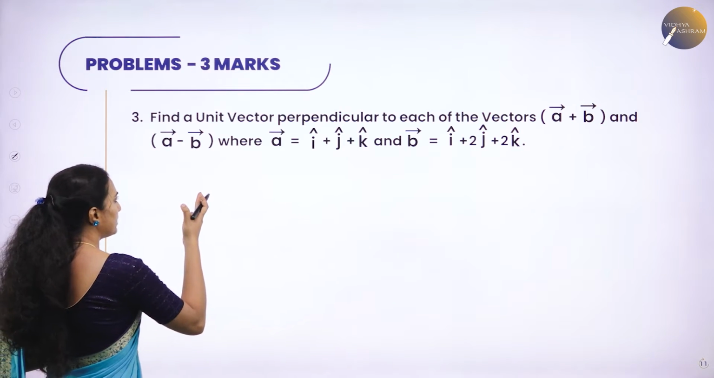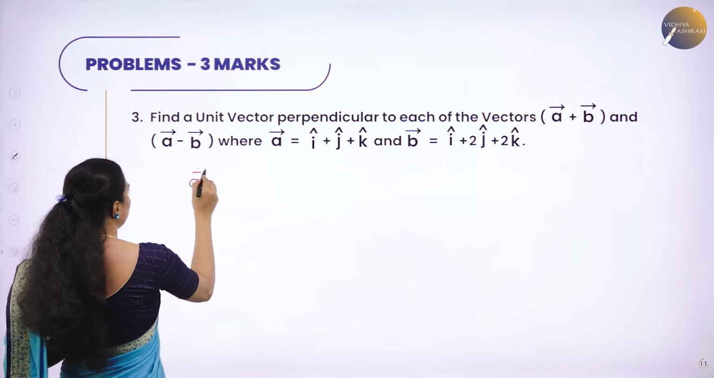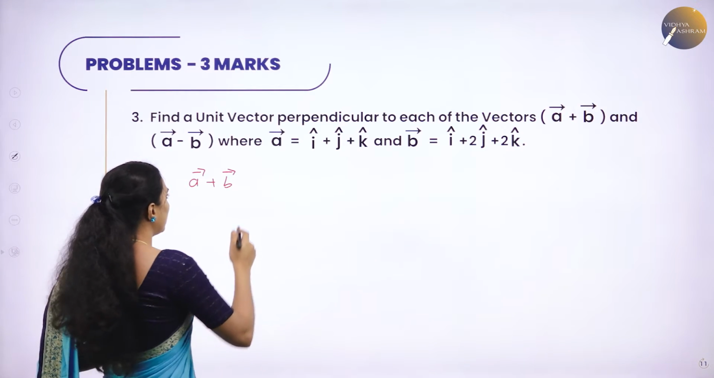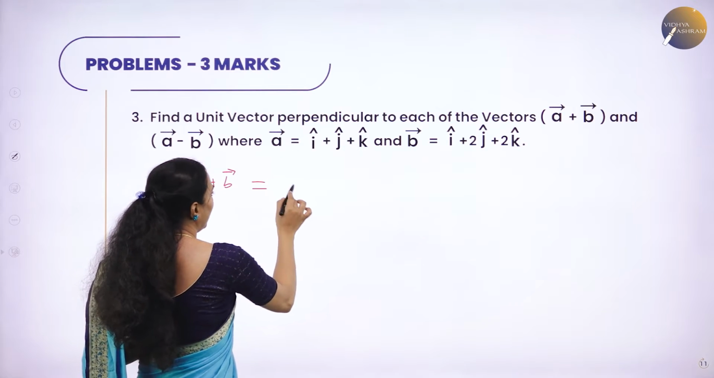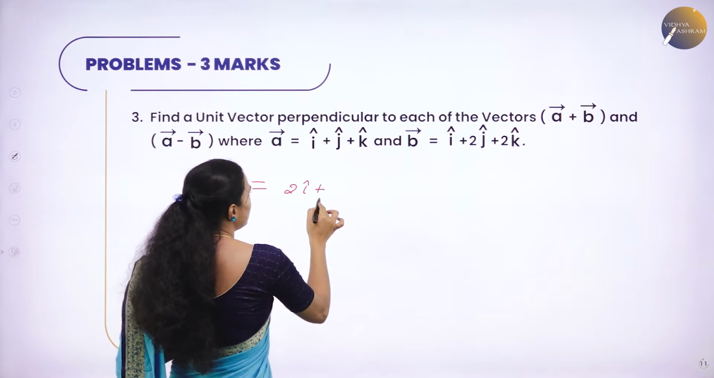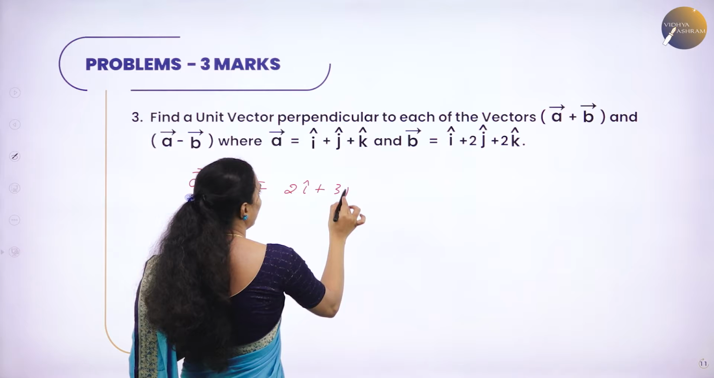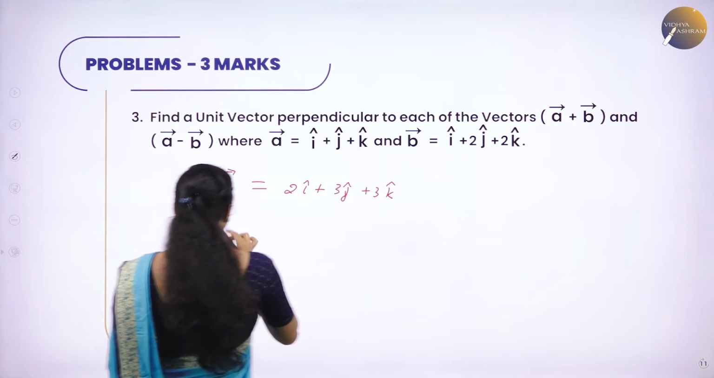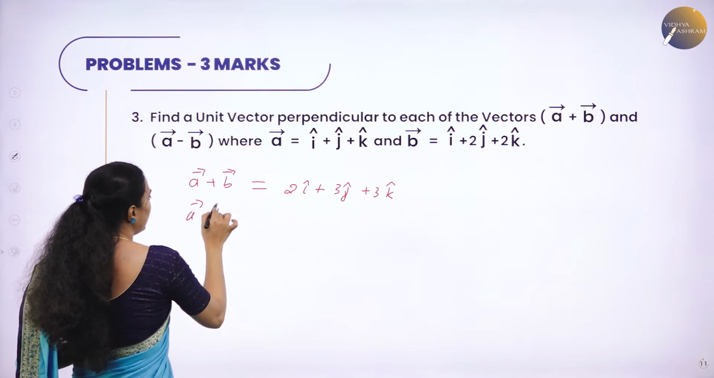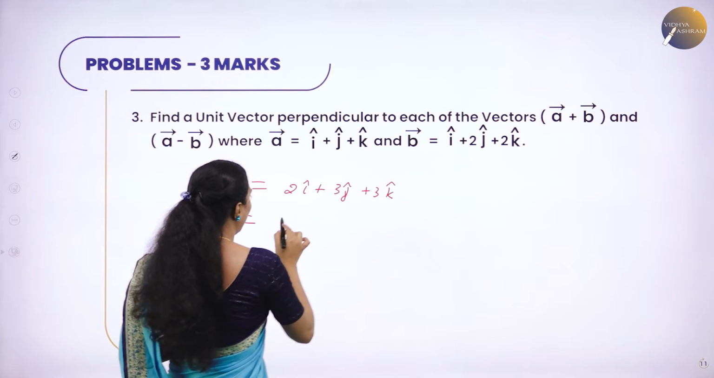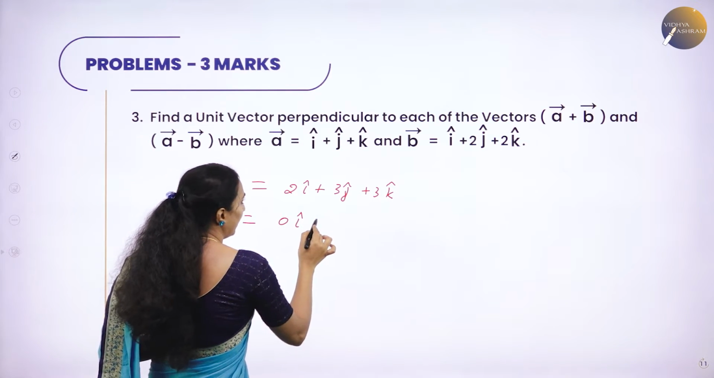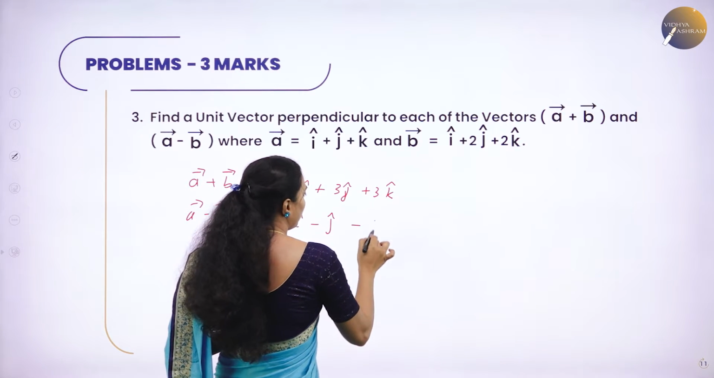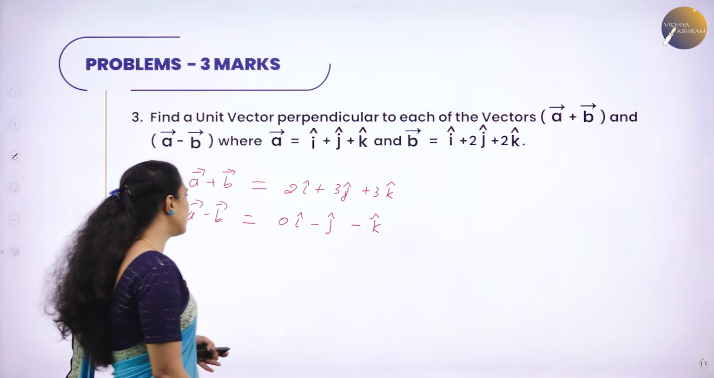So first let us take what is a vector plus b vector. Same as what we have done in the last case. So i plus i is 2i, j plus 2j is 3j, again k plus 2k is 3k. Next, a vector minus b vector, which is i minus i, which is 0i. Again j minus 2j, which is minus j. k minus 2k, which is minus k.